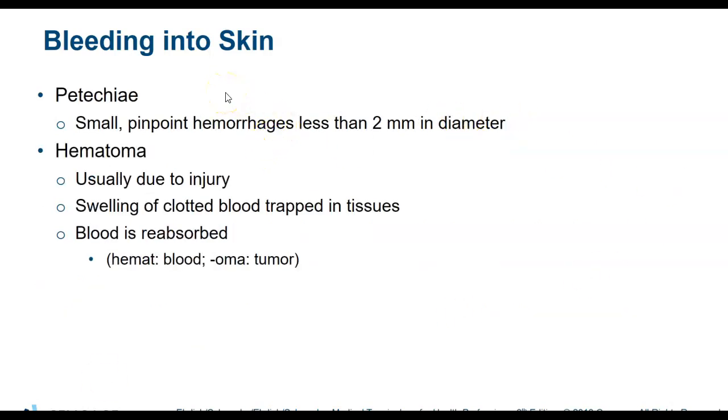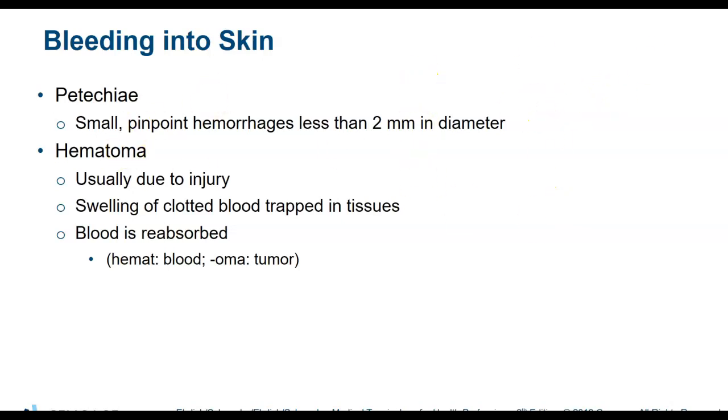Petechiae are small pinpoint hemorrhages, and they're less than 2 millimeters in diameter. This is when it looks like somebody just poked you with a needle all over. We can get petechiae around the eyes or in the eyes as well, but we see that a lot of times during delivery, when a person is grunting or pushing down too hard, and it can actually break those blood vessels. A hematoma is swelling of clotted blood into trapped tissue, and again, that's usually caused by an injury.